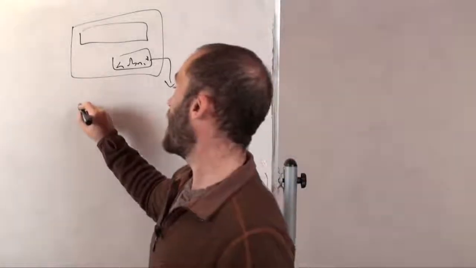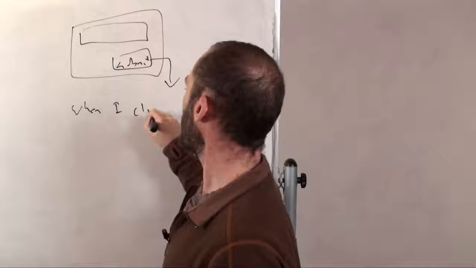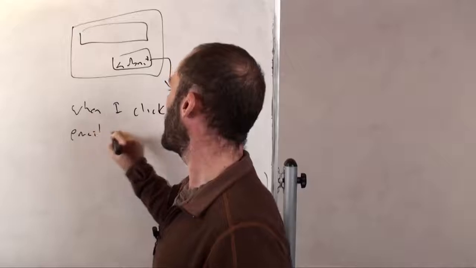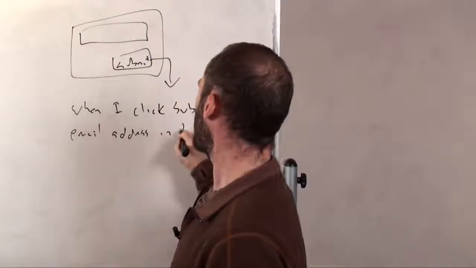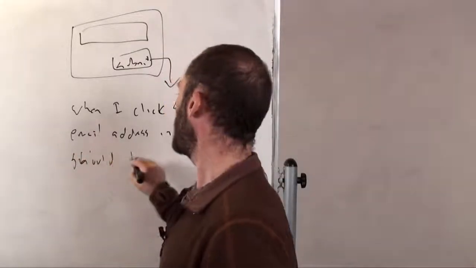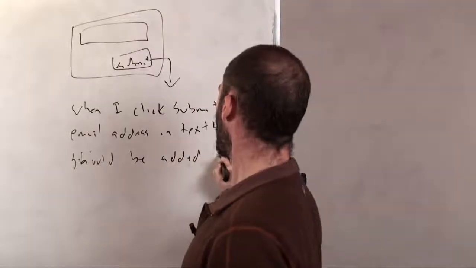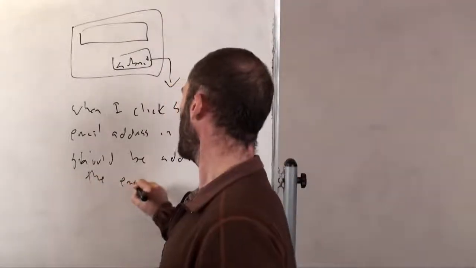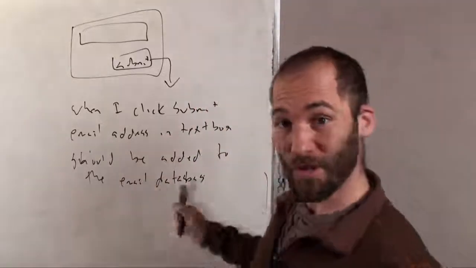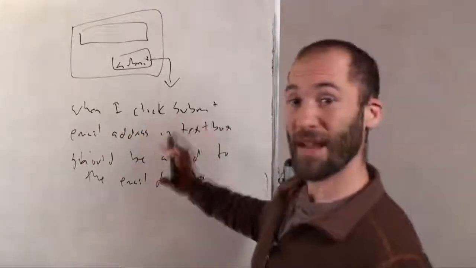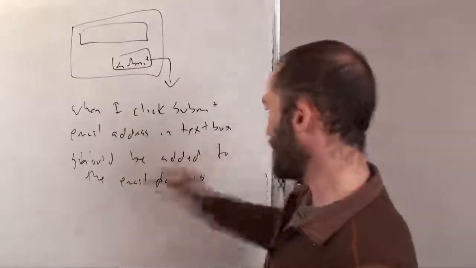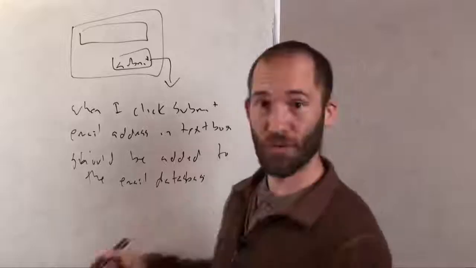So we would say, when I click submit, email address in text box should be added to the email database. So basically all we do is we write out, like I said, like this, in longhand, what we want to have happen when we click submit. When I click the submit button, the email address in the text box should be added to the email database.